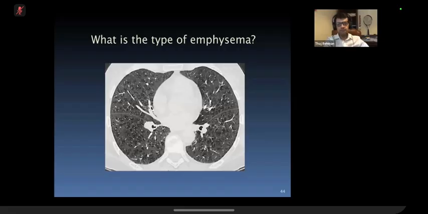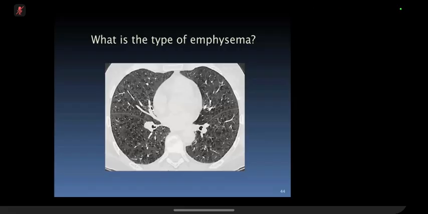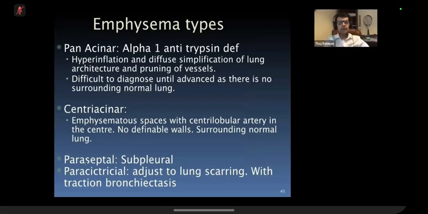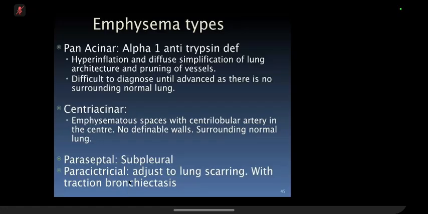So what is the type of emphysema? Centrilobular. Very good. Emphysema types. Pan-acinar emphysema happens in alpha-1 antitrypsin deficiency. It is just hyperinflation and diffuse simplification of the lung architecture and pruning of vessels. It's difficult to diagnose until advanced as there is no surrounding normal lung. Centriacinar or centrilobular emphysema is emphysematous spaces with a centrilobular artery in the center, no clear walls, unlike a lung cyst, and they have surrounding normal lung. Paraseptal emphysema is subpleural, and paracicatricial emphysema is adjacent to lung scarring, and they may have traction bronchiectasis.